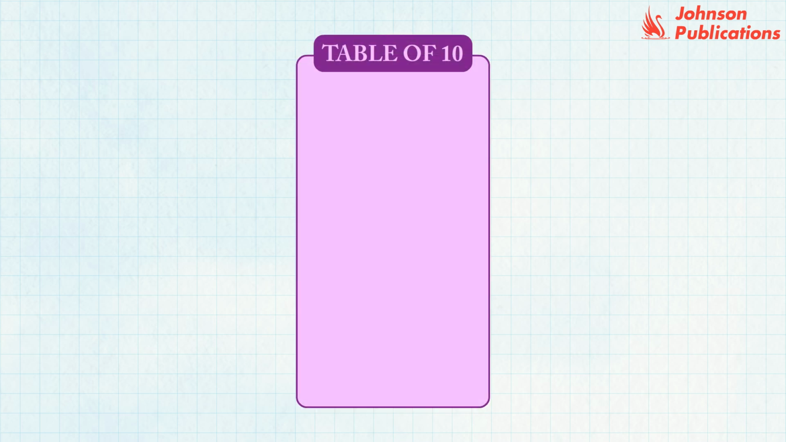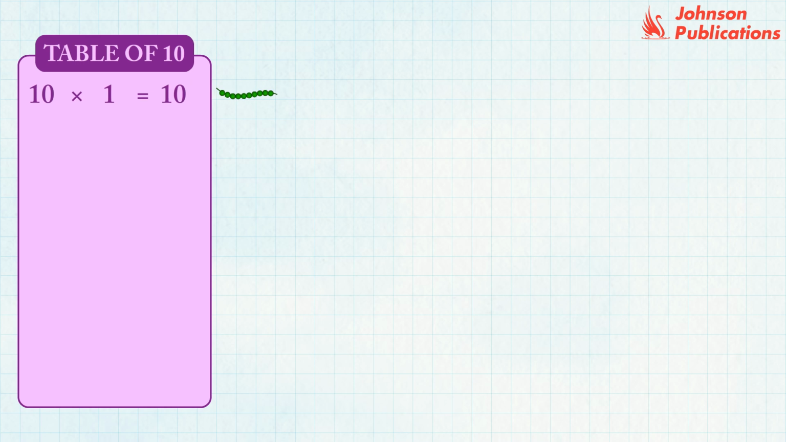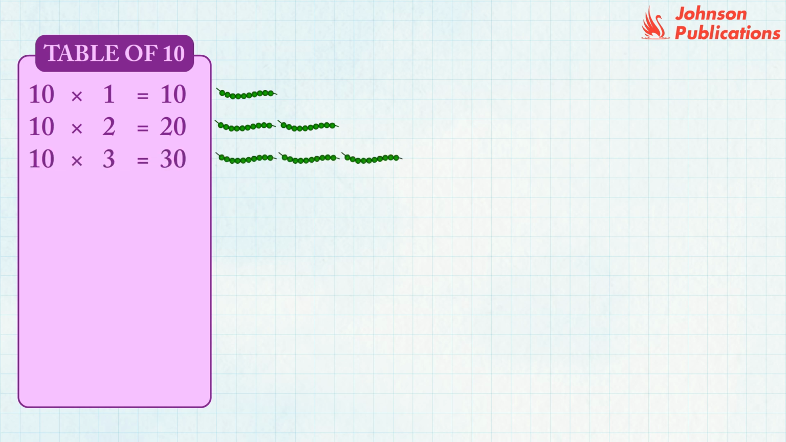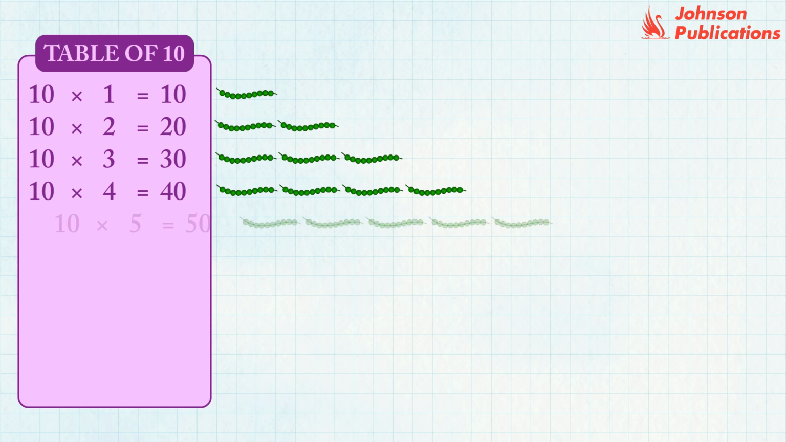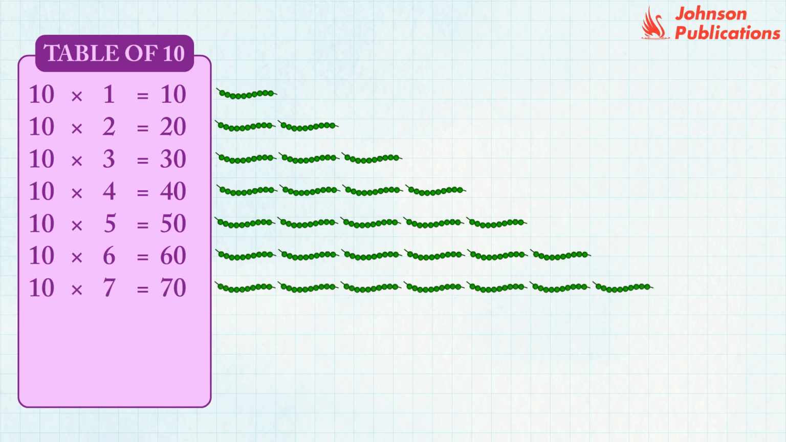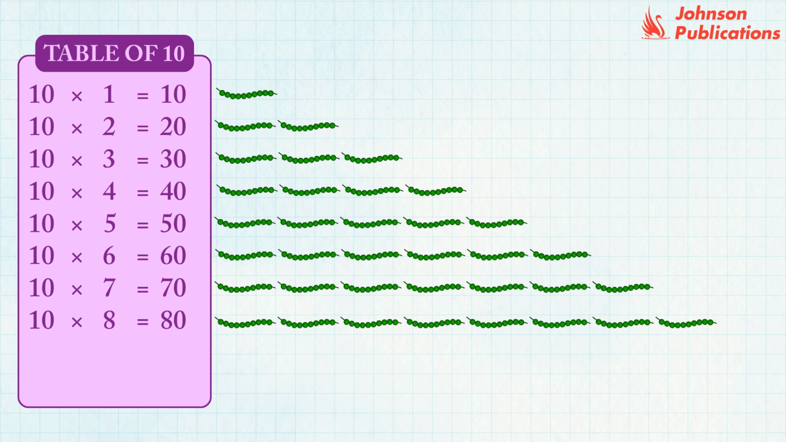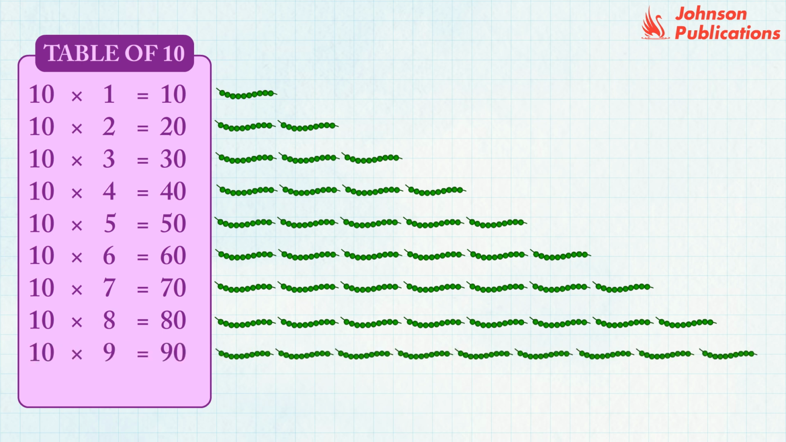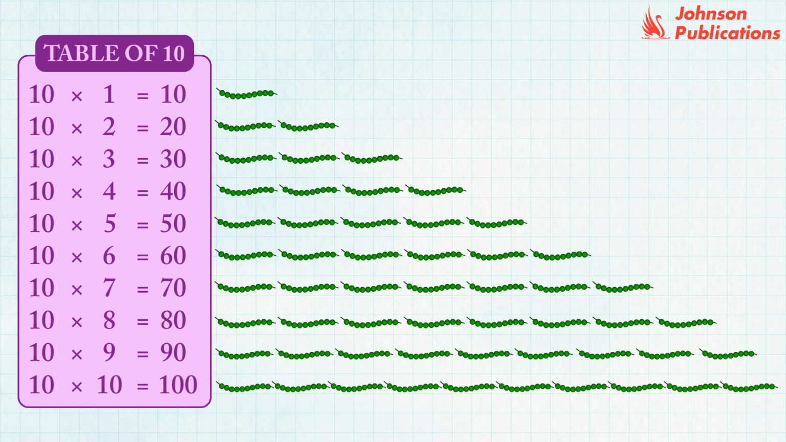Now let us learn the table of 10. 10 times 1 is 10. 10 times 2 is 20. 10 times 3 is 30. 10 times 4 is 40. 10 times 5 is 50. 10 times 6 is 60. 10 times 7 is 70. 10 times 8 is 80. 10 times 9 is 90. 10 times 10 is 100.